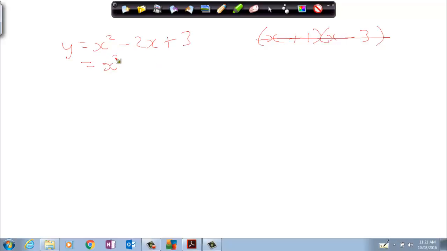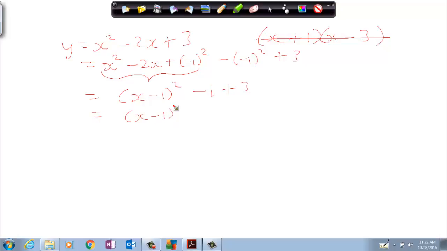So instead, we add on half the coefficient of x. So if you add on half of minus 2, half of minus 2 is minus 1, so we're going to add on minus 1 squared, but we're going to take it off, so we don't change it, and we still got a plus 3. Now, grabbing those first three terms, we can get a perfect square, x take 1 all squared. And we've got the remaining numbers over here, which is minus 1 plus 3, or x take 1 all squared, minus 1 plus 3 is plus 2.